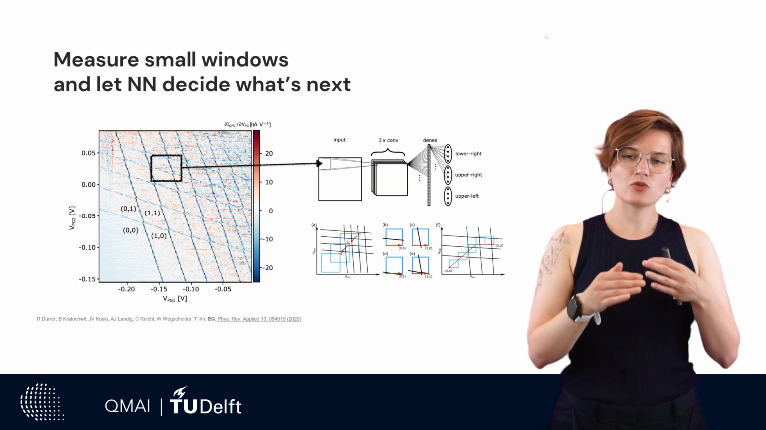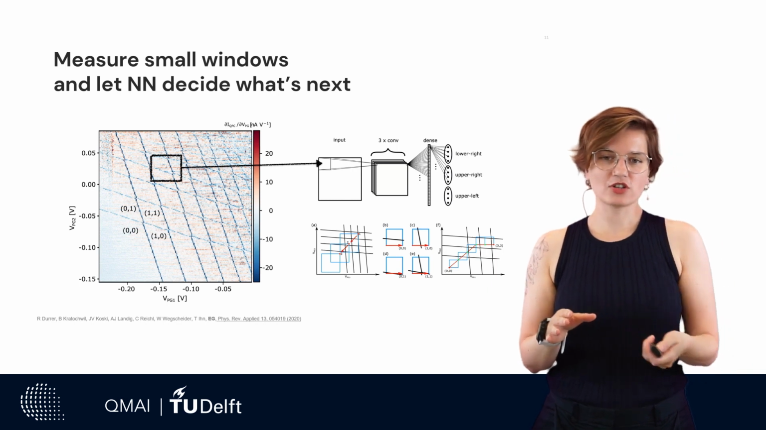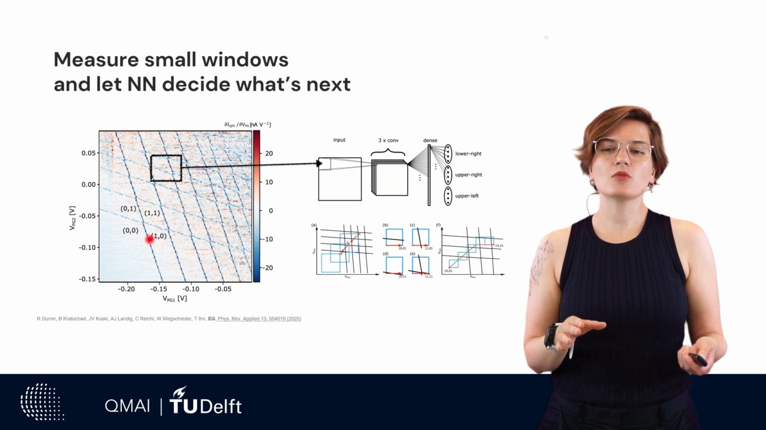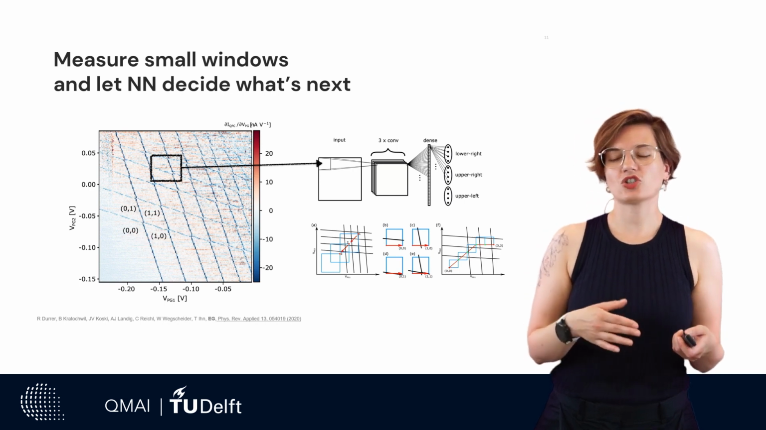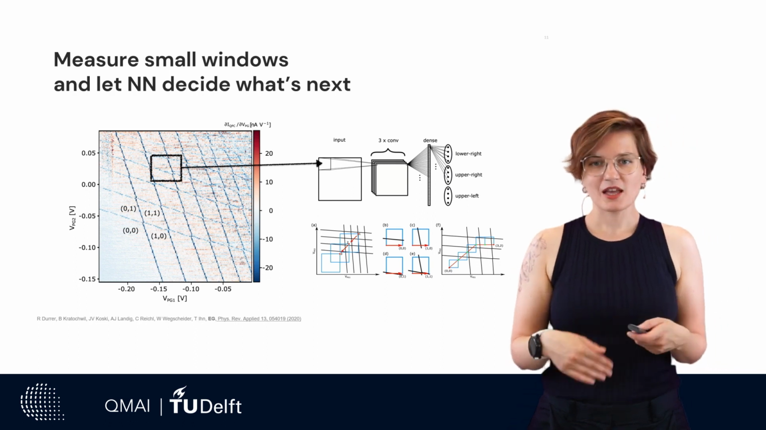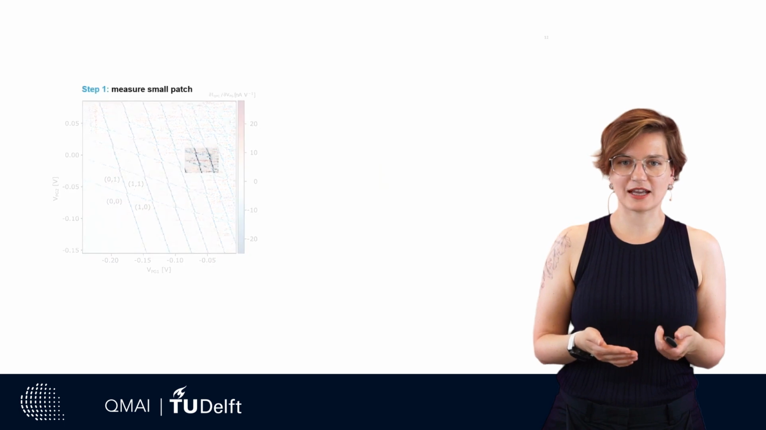And then if you navigate through these different types of transitions, you can first arrive at some kind of reference state. This can be 0, 0. And then you can move on, counting the charge transitions, to the desired state that you want. Let's look at how this loop looks in a little bit more detail.